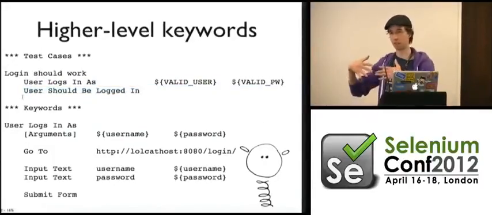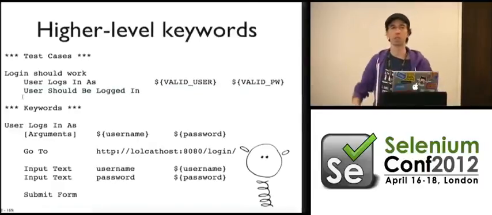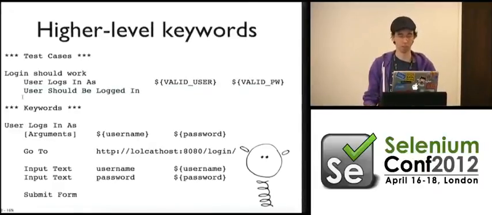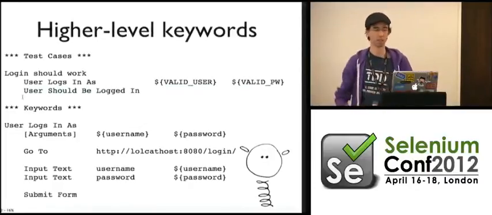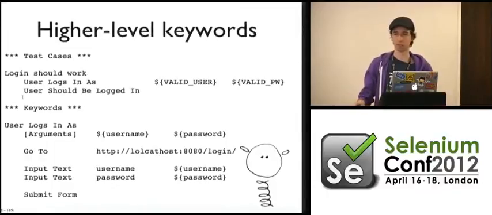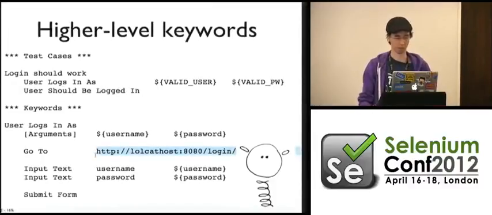And I can then stack those keywords at different abstraction levels upon each other. So I have very high-level tests that specify general workflows, and underneath I have keywords that deal with the fiddly details of how the implementation actually works, like what the login URL is and how the field names are called.